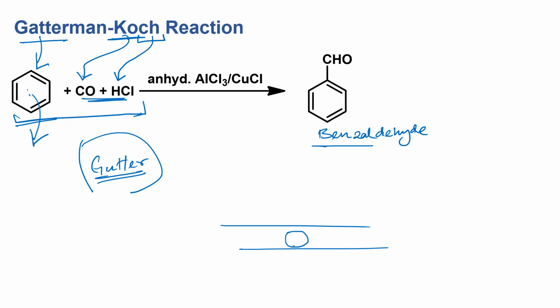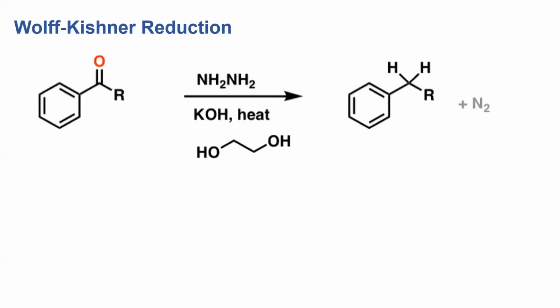So we are done with Rosenmund reduction and Stephen reaction. Both of these are reduction reactions. And after that, we are preparing benzaldehyde with Etard reaction and Gattermann-Koch reaction. Now moving on to some reactions of aldehydes and ketones.